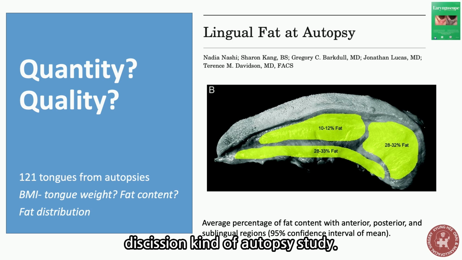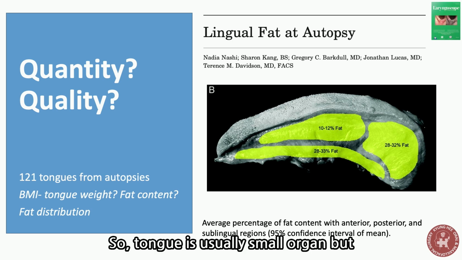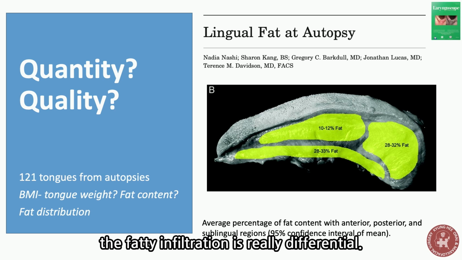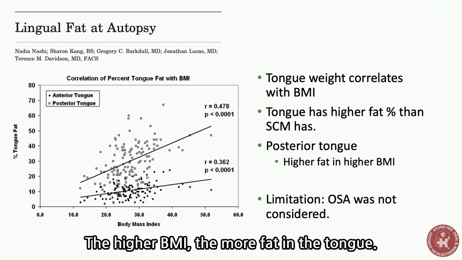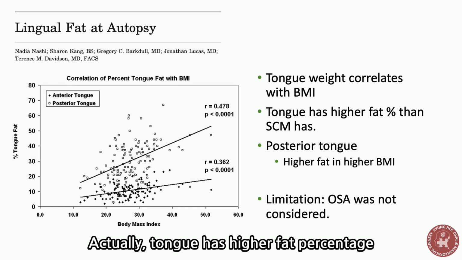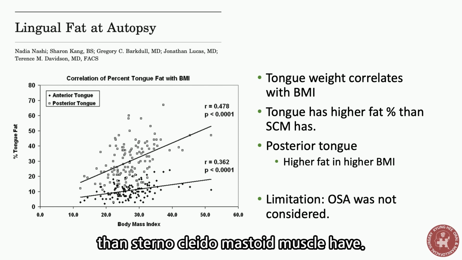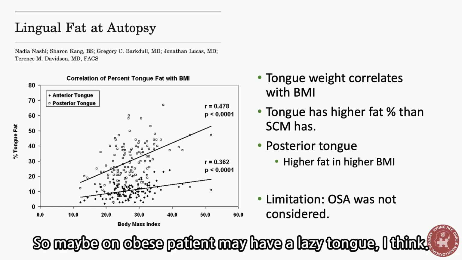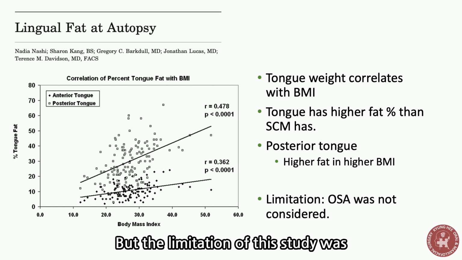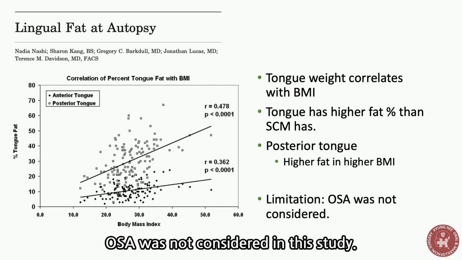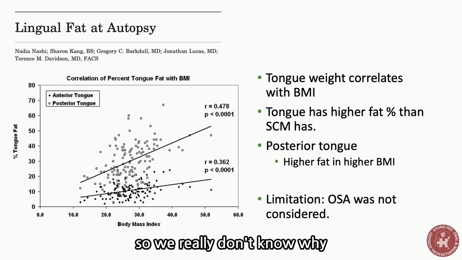This is an autopsy study. So the tongue is a really small organ, but the fatty infiltration is really differential. The higher the BMI, the more fat in the tongue. Actually, the tongue has a higher fat percentage than the sternocleidomastoid muscle has. So maybe an obese patient may have a lazy tongue, I think. But the limitation of this study was that OSA was not considered because this is an autopsy study, so we really don't know why these people died.